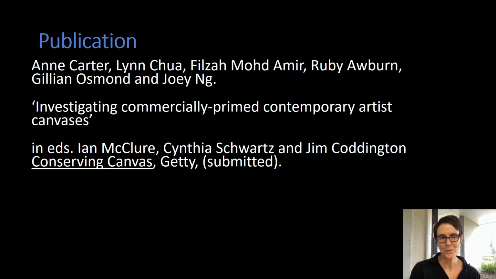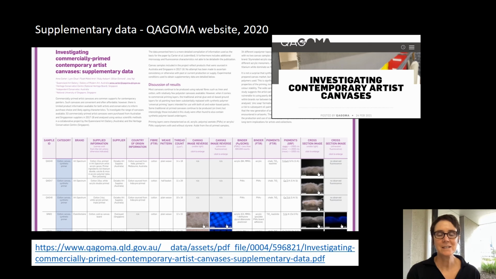So I'd like to just let you know that more details about the analysis of the canvas samples is forthcoming in the Yale University publication, which is currently in print. And also that as we couldn't fit all of our data in the Yale University publication, we've also published a data table on the QAG-GOMA website with all of our analysis details and images. And here, if you're looking for a particular brand or a particular canvas, you can search it up against its analysis results.